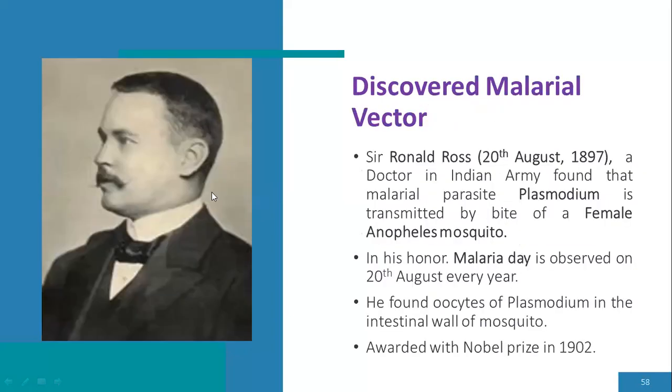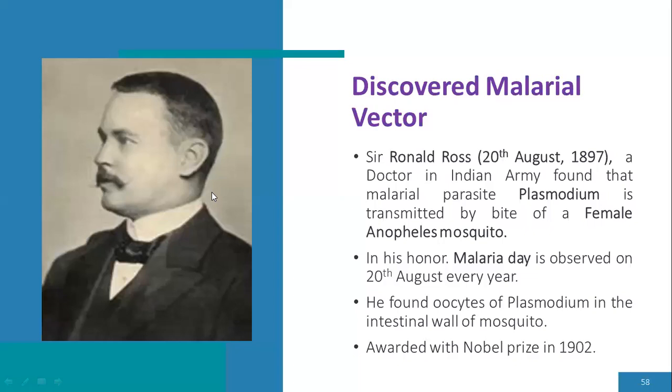It was later Sir Ronald Ross, almost 17 years later, on 20th August 1897, Ronald Ross, a doctor in the Indian Army, found that the malarial parasite Plasmodium is actually transmitted, carried, by the bite of a female Anopheles mosquito only. In his honor, Malaria Day is observed every year on 20th August because that was the day he discovered it.